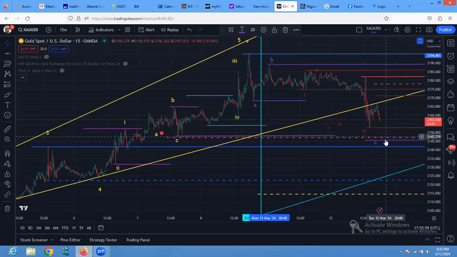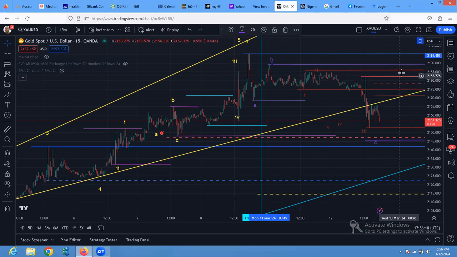Once we break this 161.8 to the downside, it's going to give us a complex correction. So the ABC becomes a W, and we're going to have an X. If you want to do a short buy of an X, you must know that you have to disengage around 61.8 and get out.